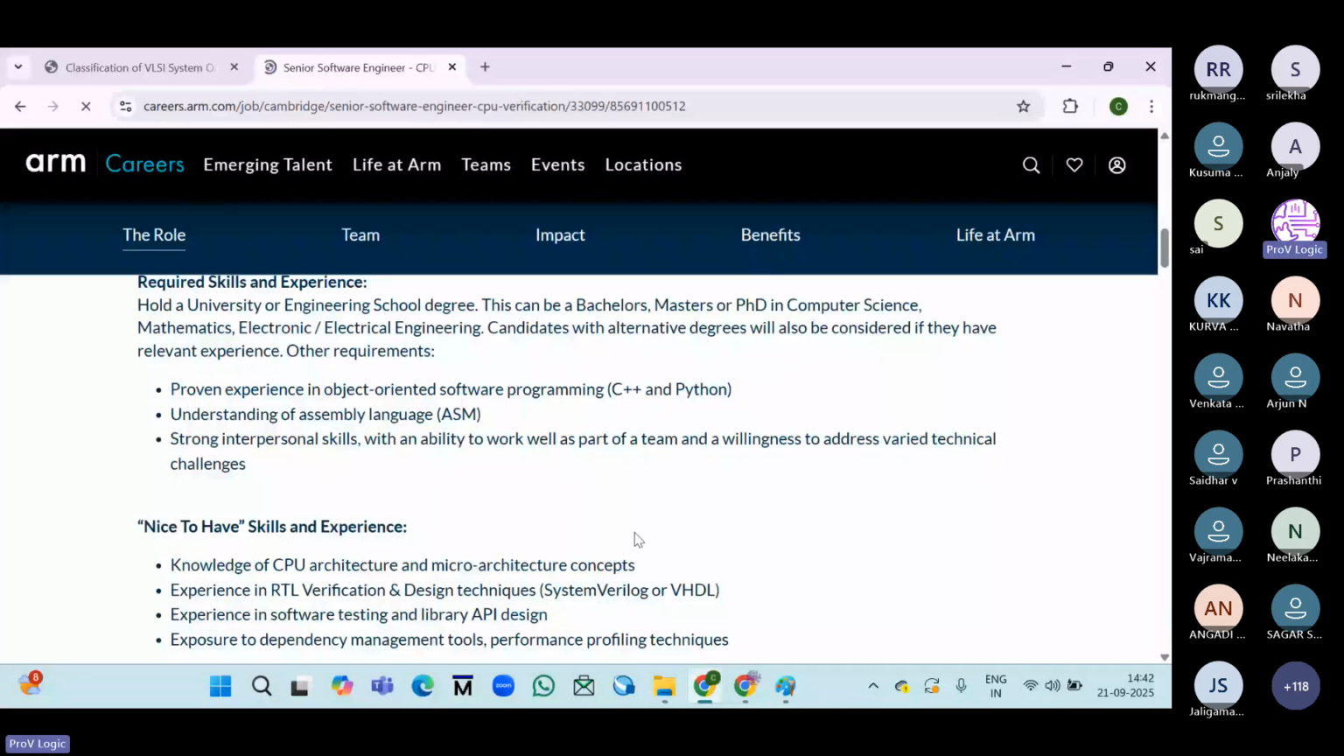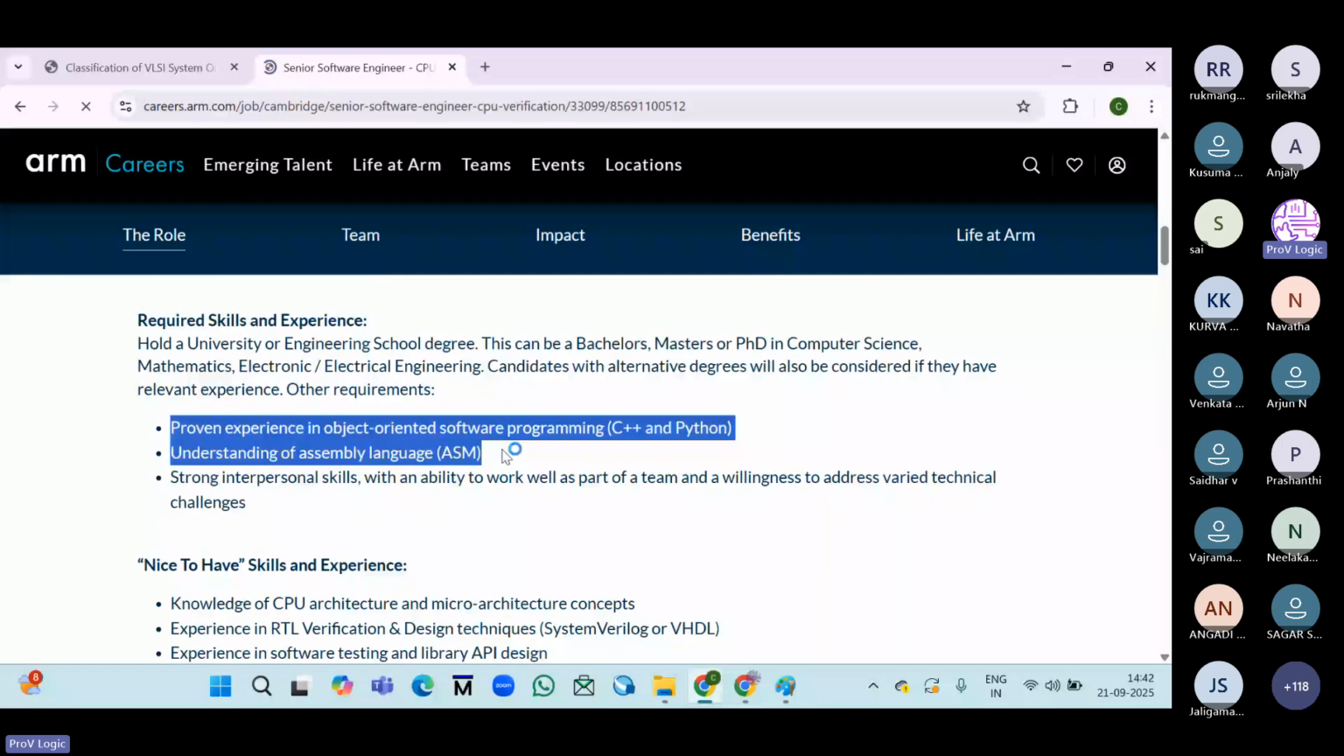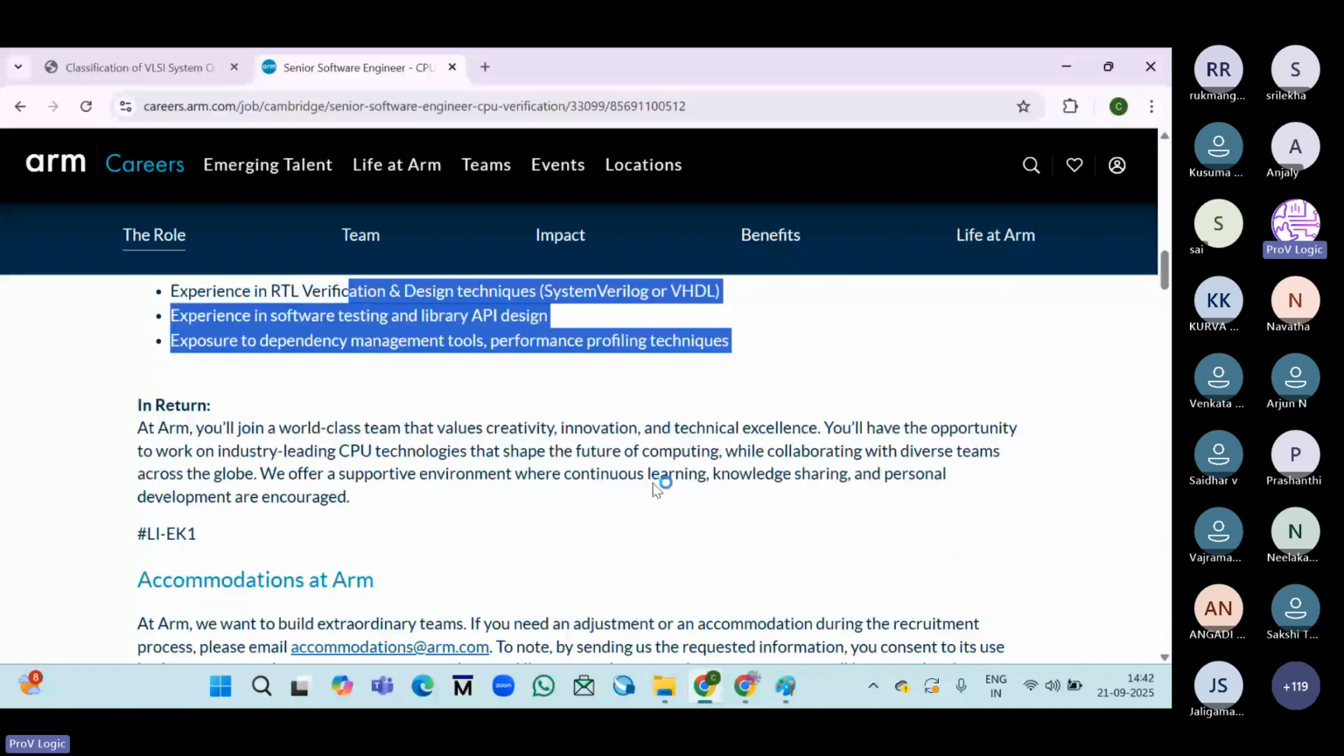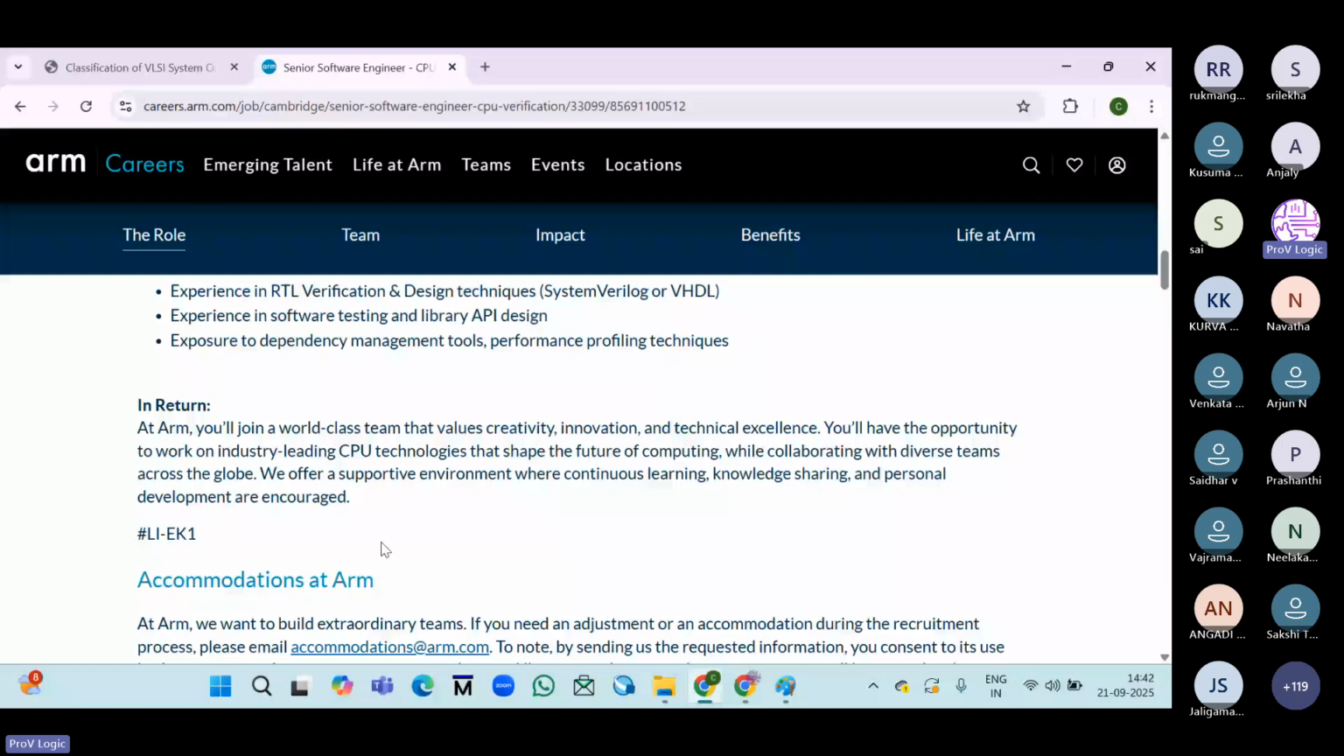See, CPU verification: ASM, assembly language programming, C++, VHDL or Verilog HDL. Both are linked only for CPU, not for the remaining RTL design. It's not required.